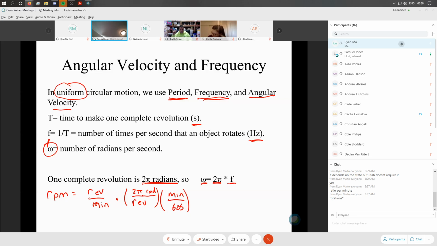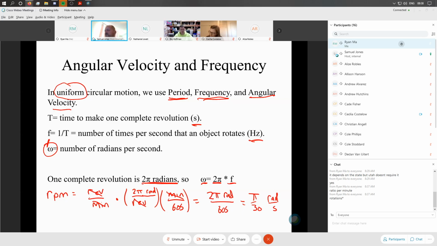So if I do this, minutes cancel with minutes, revolutions cancel with revolutions. What I'm left with is a conversion of 2 pi radians over 60 seconds, or pi over 30 radians per second. And that's how I convert between RPM and radians per second: I take my value in RPM and multiply it by pi over 30. That gives me my answer in radians per second. And we could do the opposite if I needed to go from radians per second into RPM.